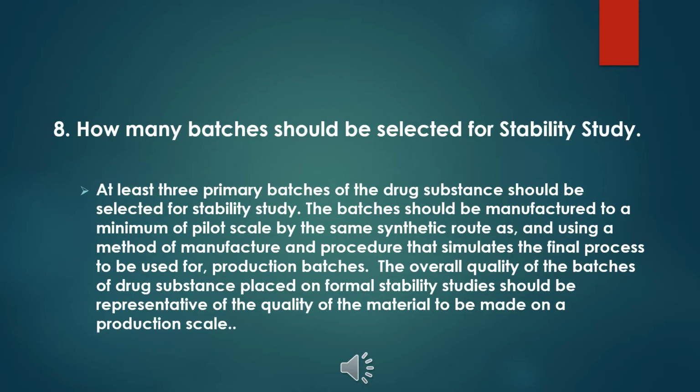How many batches should be selected for stability study? At least 3 primary batches of the drug substance should be selected for stability study. The batches should be manufactured to a minimum of pilot scale by the same synthetic route as and using a method of manufacture and procedure that simulates the final process to be used for production batches. The overall quality of the batches of drug substance placed on formal stability studies should be representative of the quality of the material to be made on a production scale.